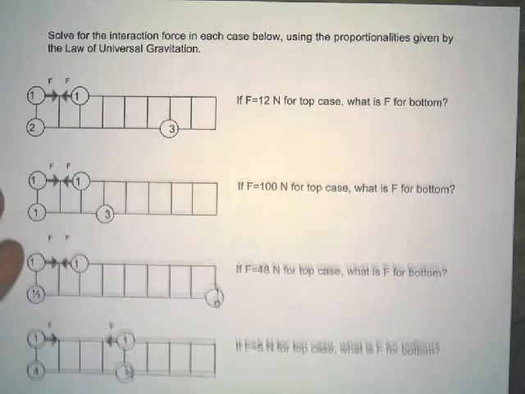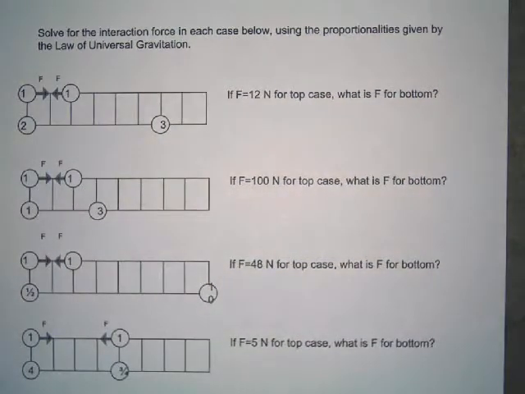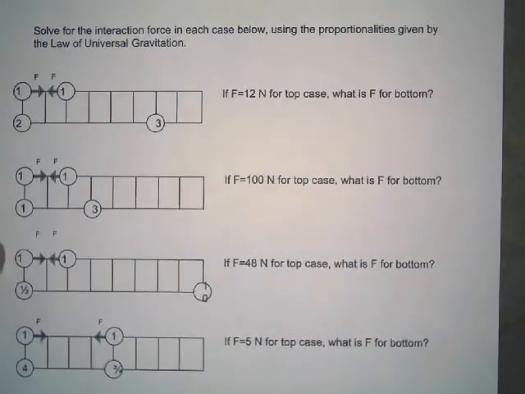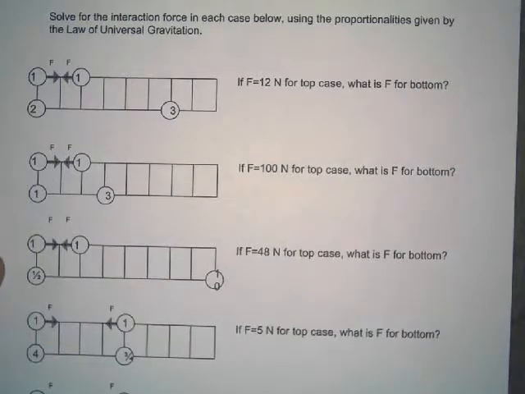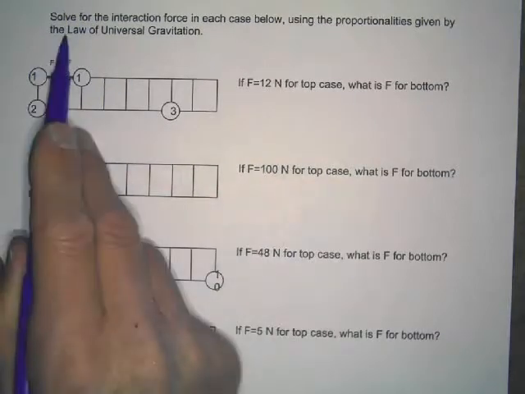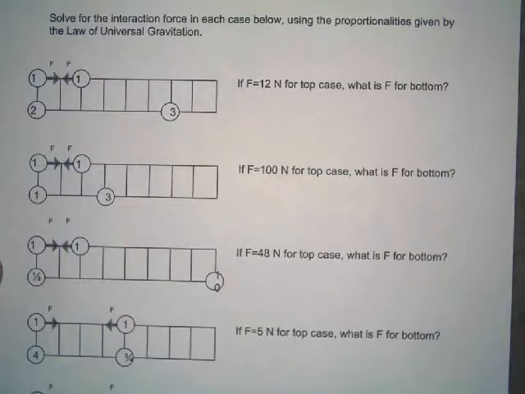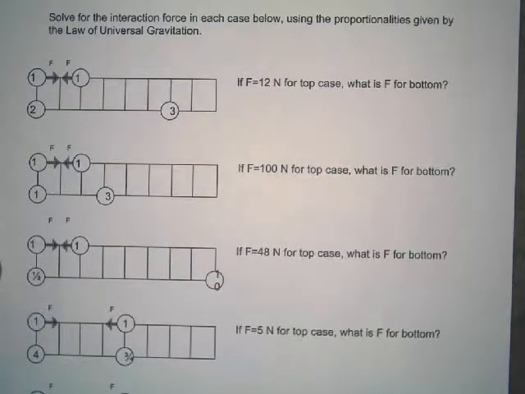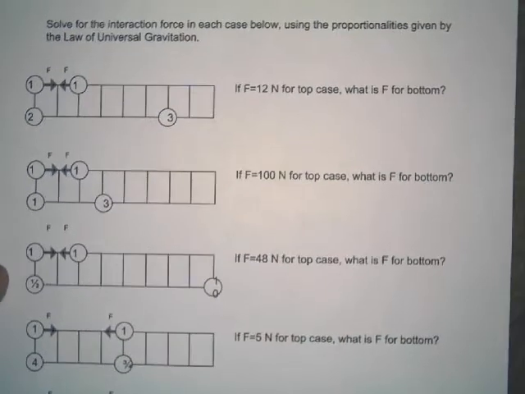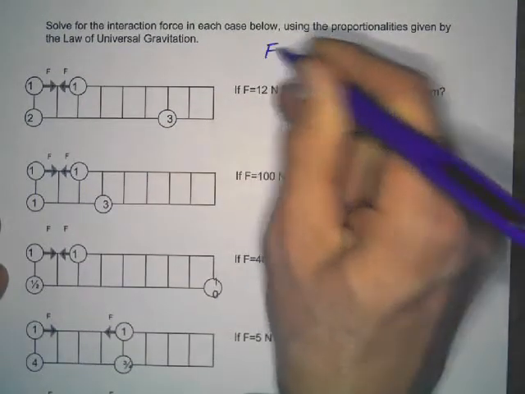I am going to flip over to the other side. The problems on side 2 are kind of a word problem version of what you just did. Okay. So let's take a look at one of these. The instructions say to solve for the interaction force in each case below using the proportionalities given by the law of universal gravitation. I am going to write that law here.